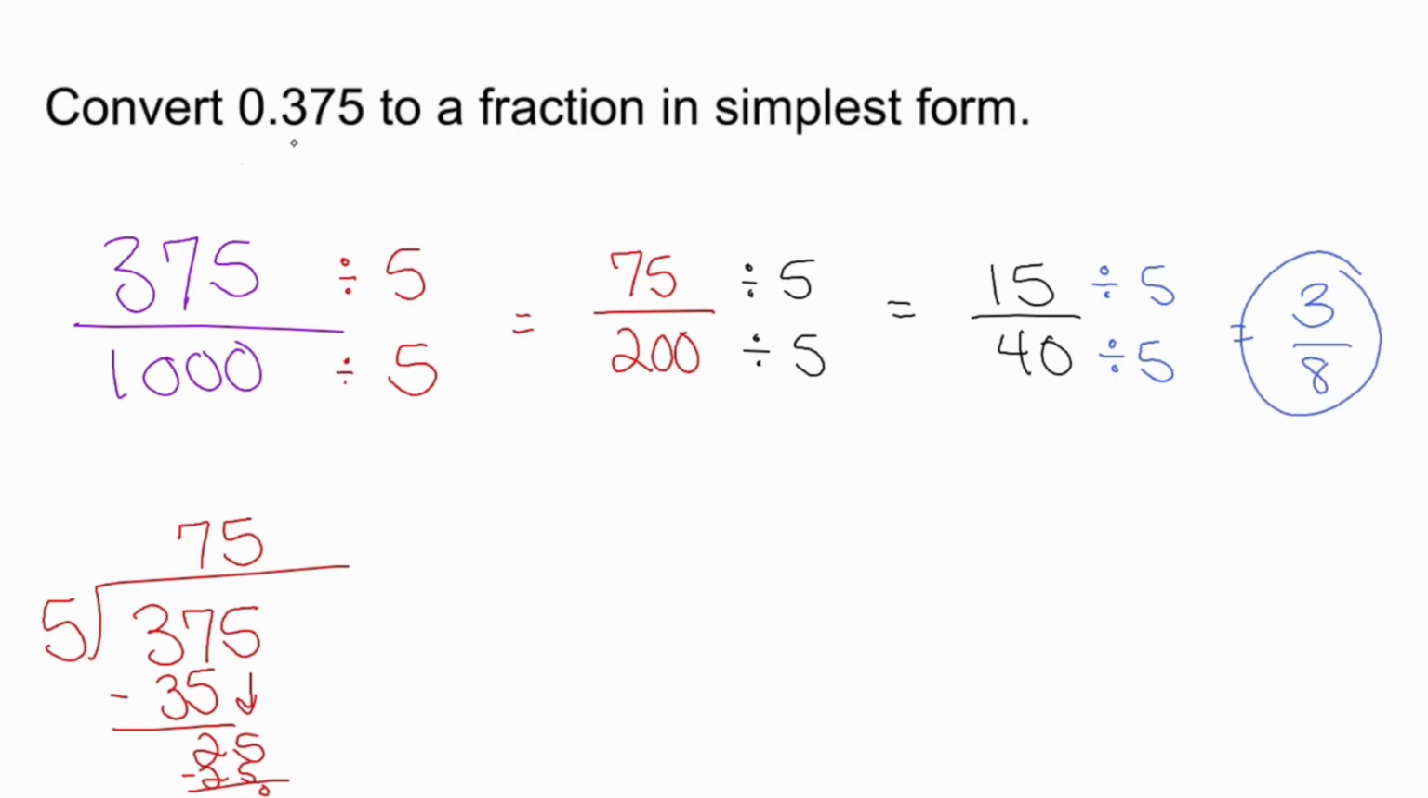So after all of that, 375 thousandths ends up being 3/8.